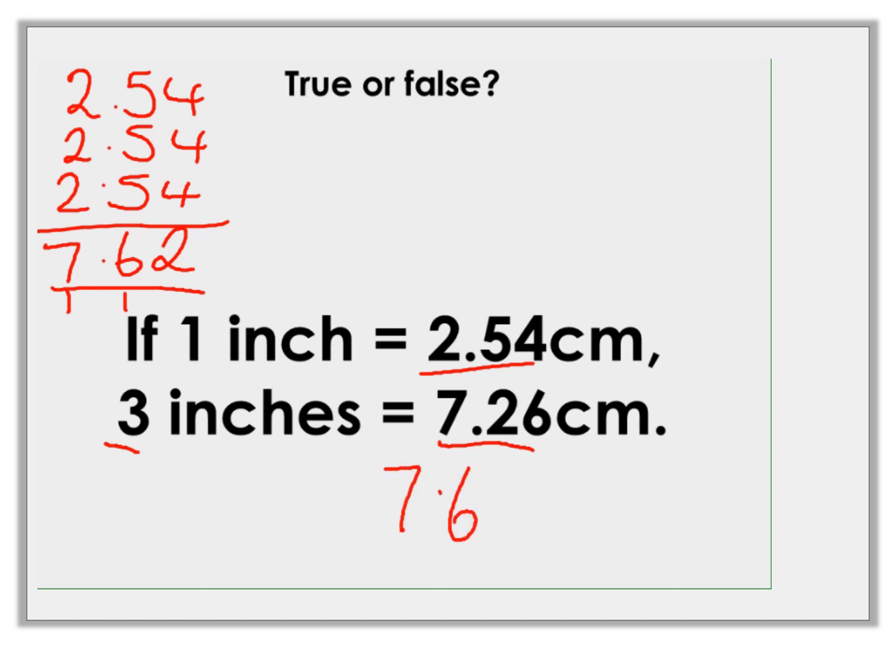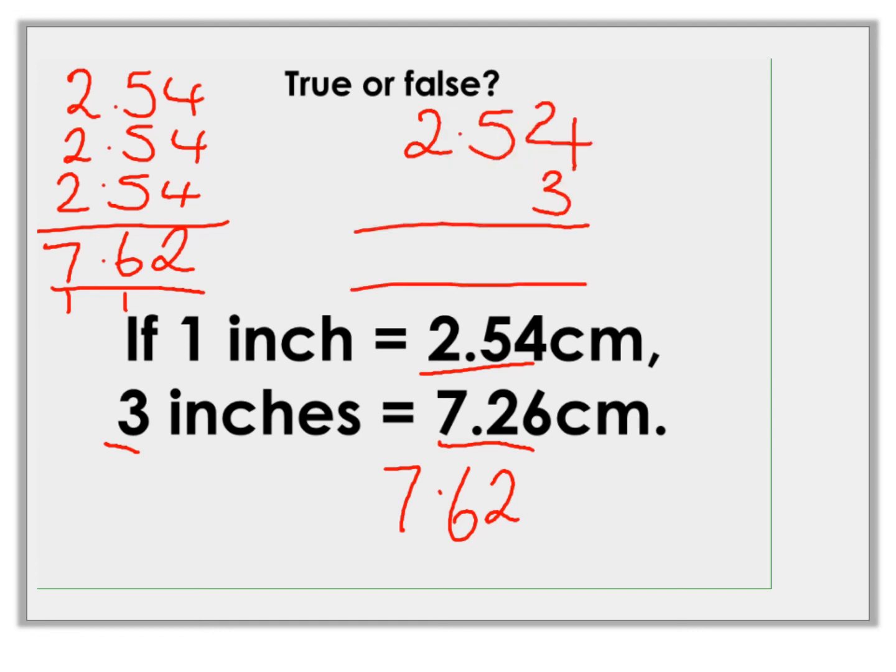But we can also do that as 2.54 multiplied by 3. We haven't done this in class yet, but I think some of you will have done it at home. The decimal place stays where it is. 4 times 3, 12. 5 times 3, 15, plus 1, 16. Put the 1 down here. 2 times 3 is 6, plus 1 is 7. The answer is 7.62, which means that this number is false. The answer should be 7.62. Well done if you got that correct.